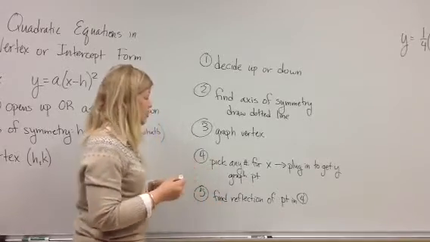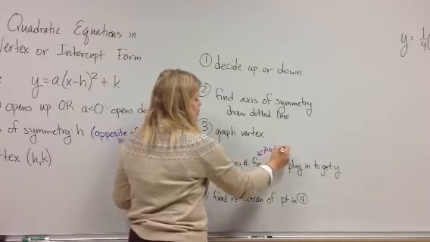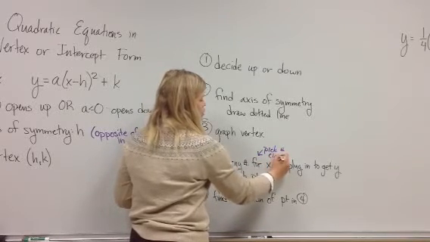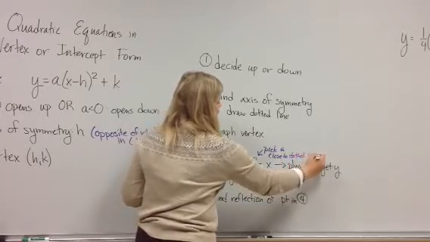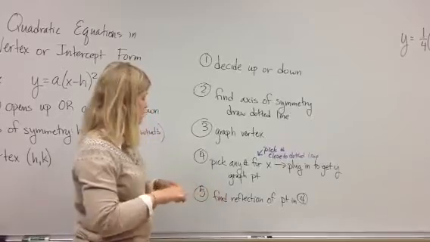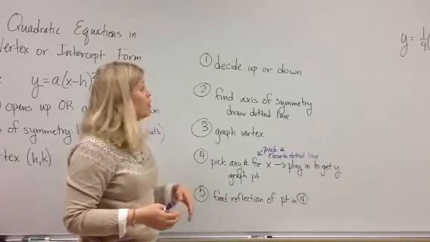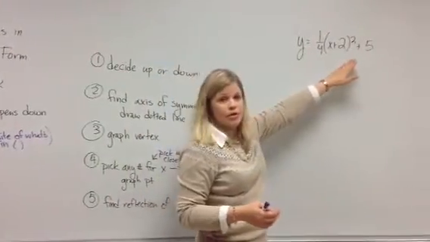Now I will tell you, when you pick your number for x, what I would say is pick a number close to the dotted line. Otherwise, sometimes you can have some really big graphs, okay, because it gets close, it gets big quickly. So let's go ahead, let's go look at our first one. So we're going to come over here.